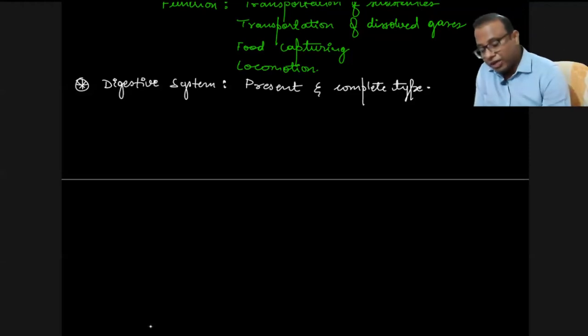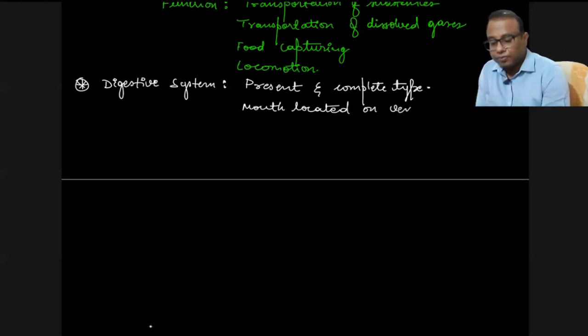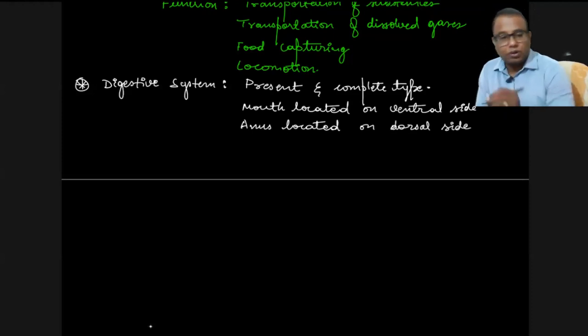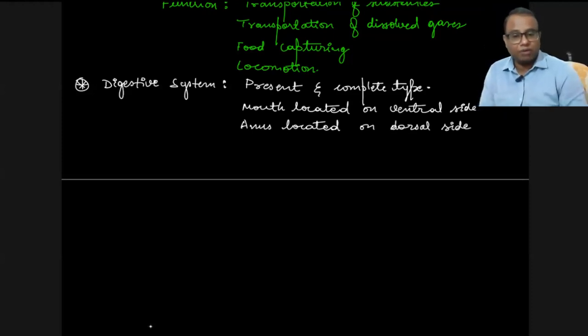So the mouth is located on the ventral side, and the anus is located on the dorsal side. This is the location of the mouth and anus.